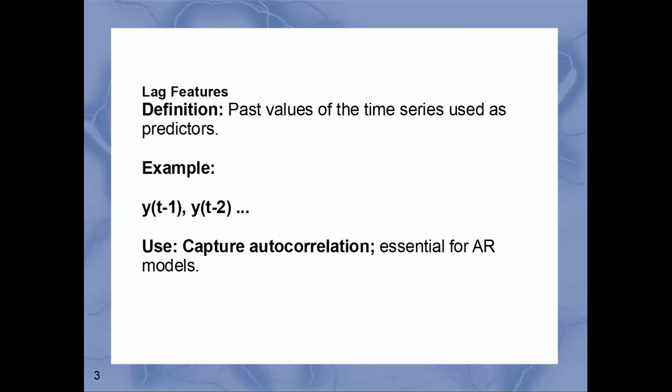So we can look at lag features. These are past values of the time series that are used as predictors. For example, if we're predicting y at t, then we might look at values for y at t minus 1 and y at t minus 2. And this is used to capture autocorrelation, and it's essential for AR models.